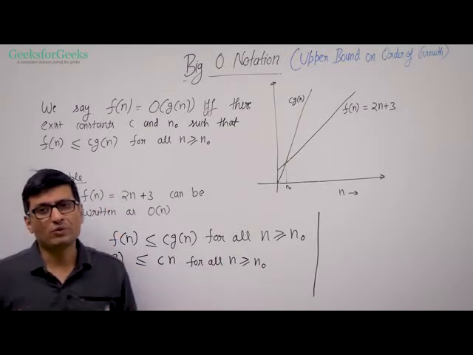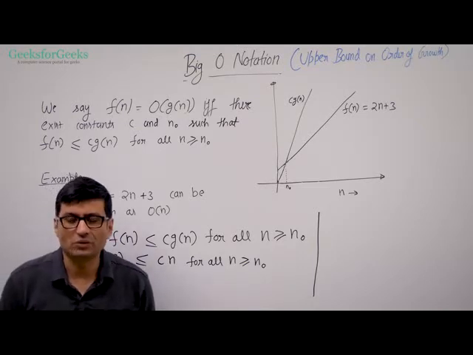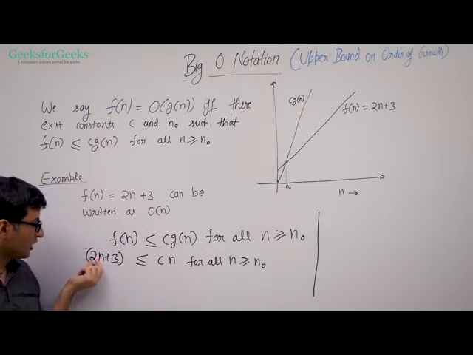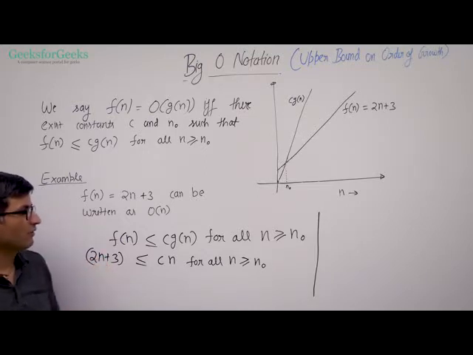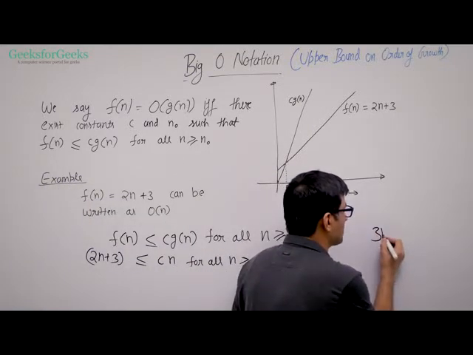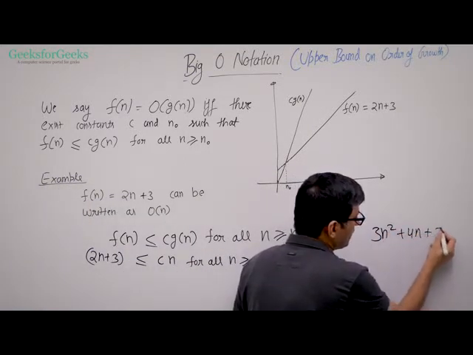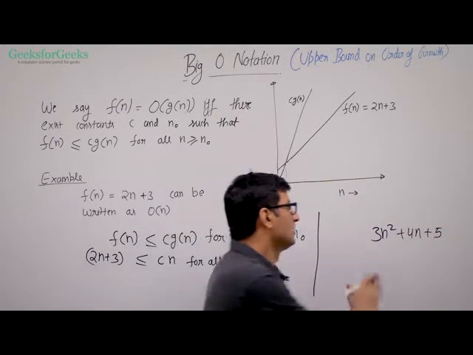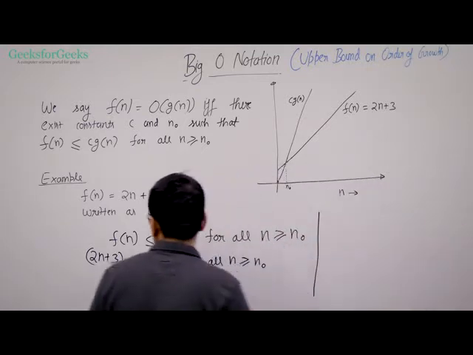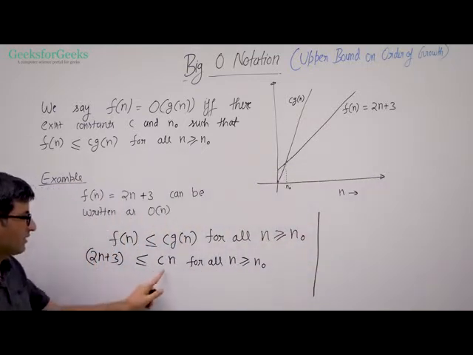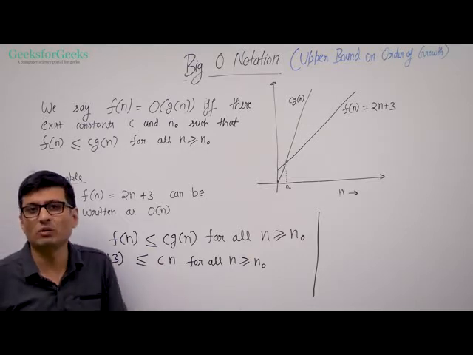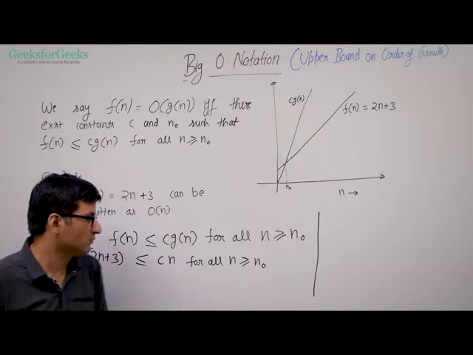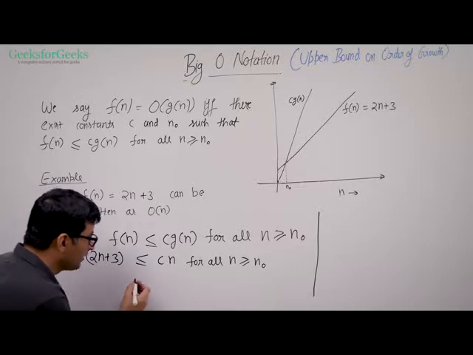There is a quick, direct way to find the value of C. You can simply take the constant of the highest growing term, which is 2 here. See, the highest growing term is n. If I take more examples, say 3n square plus 4n plus 5, the highest growing term is n square and the constant of the highest growing term is 3, right? So I simply take the constant of the highest growing term, which is 2 here, and I can have C as 2 plus 1, 3. Just take the next integer of the constant of the highest growing term, which is 2. So we can always safely take C as 3.